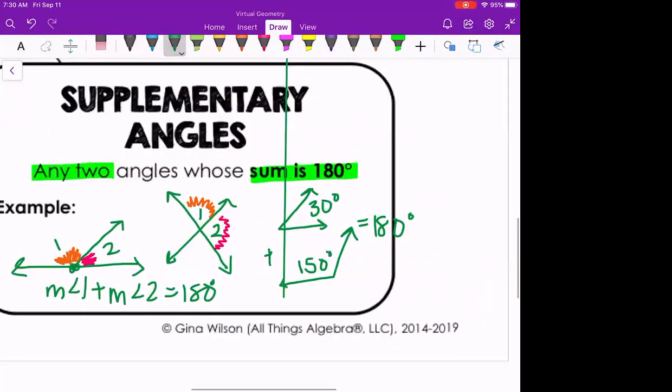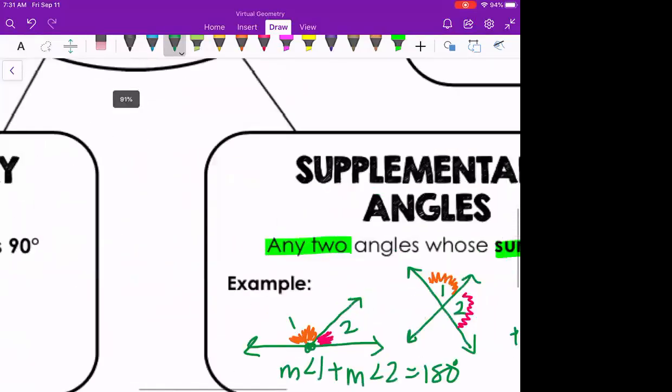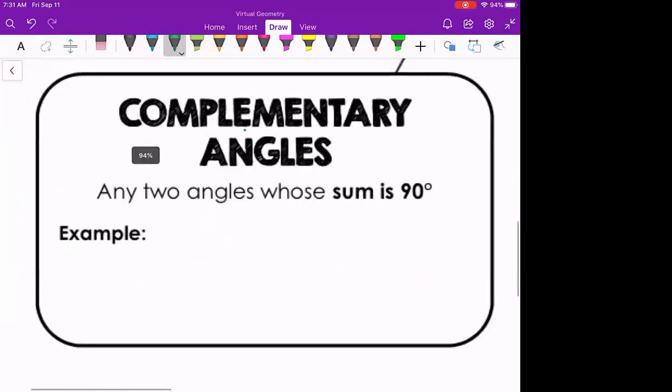Sorry guys, a little technical glitch here. Or we could have, again, two separate angles that are not adjacent at all, but 30, just for an example, 30 degrees plus 150 degrees does add up to 180. So those numbers could change, but just so that you could see, for supplementary, your angles do not have to be adjacent. The same thing is true for our next ones, which are complementary angles.